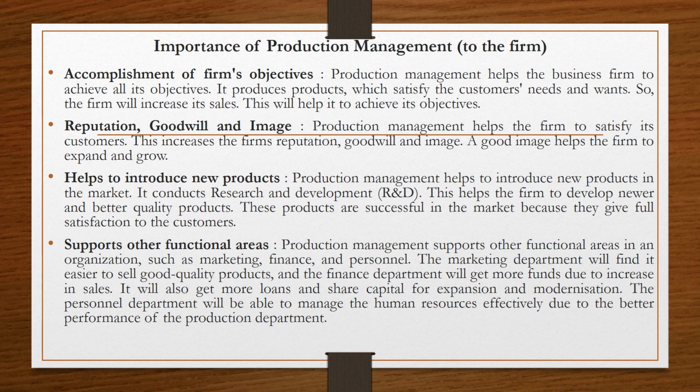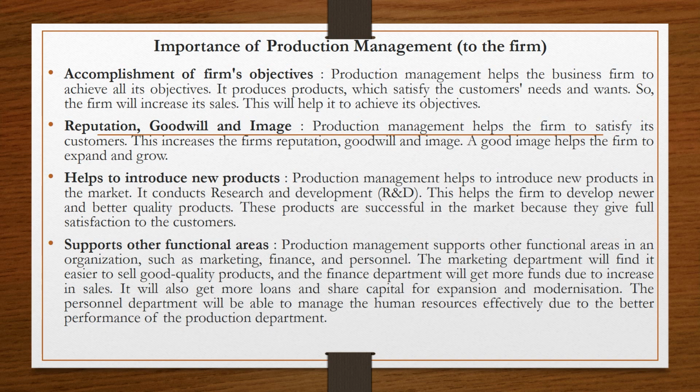When we talk about production management from the viewpoint of the firm, the first one that comes up is the firm's objective. What is the firm's objective? To satisfy customer needs, to earn profit, to bring up the sales. To do this, they have to take up production management. Only if they take up production management can the objectives be achieved. Next, the good reputation, the goodwill, and the image of the company can only be built up if they have proper production management going on in their firm. Otherwise, if they fail to maintain proper quality, proper quantity, proper timings of the goods, then they lose the goodwill, they lose the reputation, and ultimately the firm will not be able to survive.